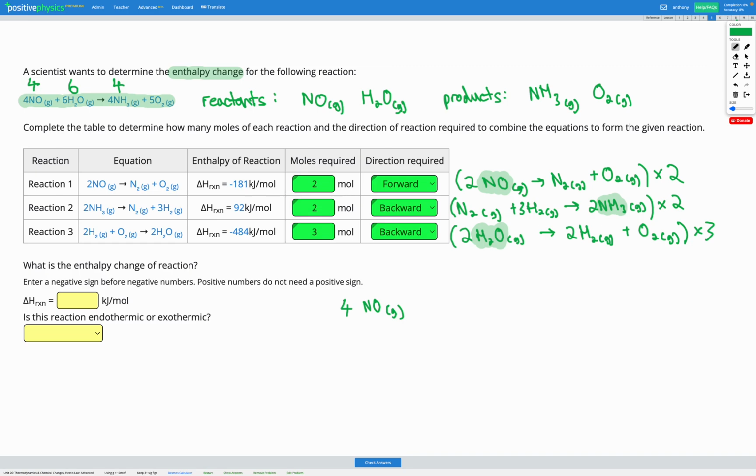From reaction 2 in the reactants, we've got 2 sets of N2 gas plus 6 sets of H2 gas. And then in the reactants for our third reaction, we've got 3 sets of 2 H2O. So 6 H2O gas.